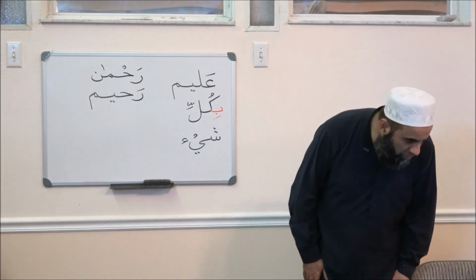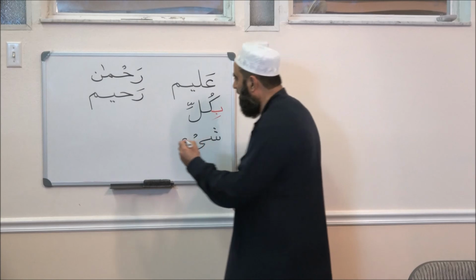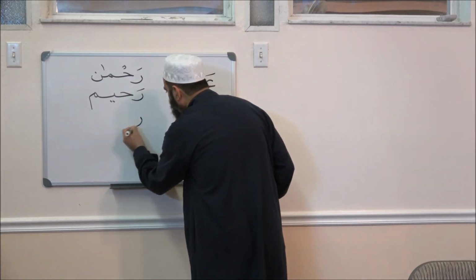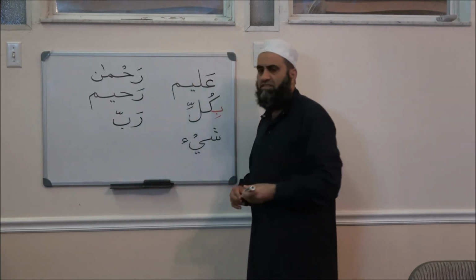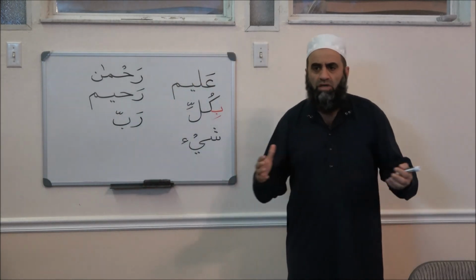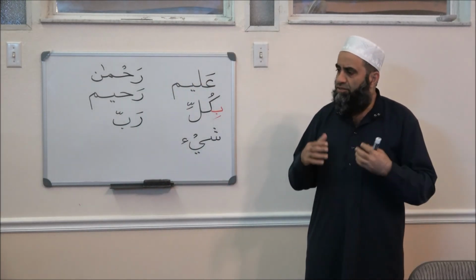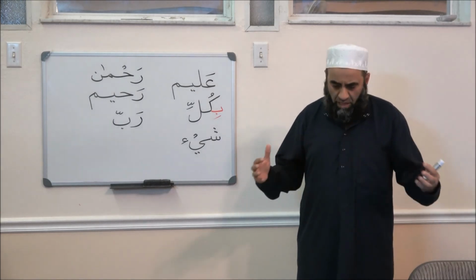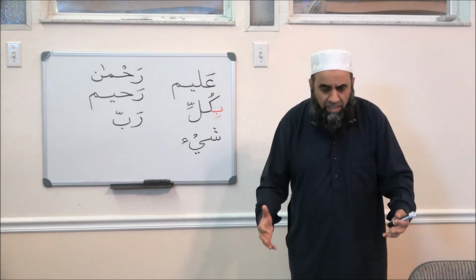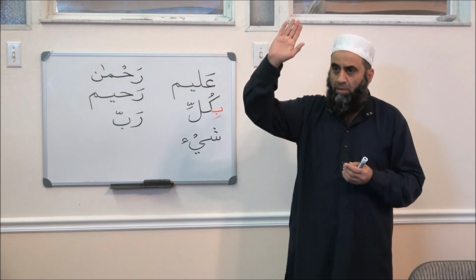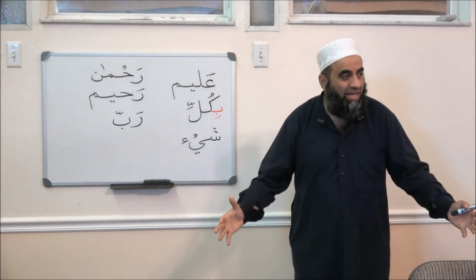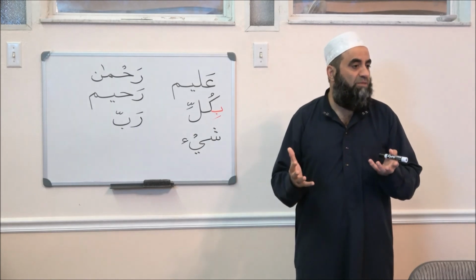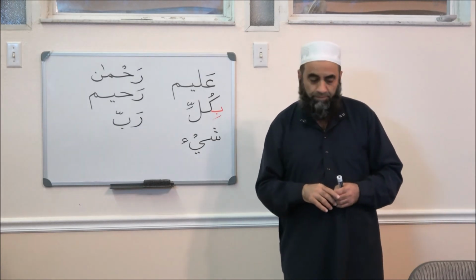We also covered the word Rabb, which means the sustainer, the controller, the cherisher. Think of it as a parent who is bringing his children up. To Allah belongs the best example and the perfect example. Allah subhanahu wa ta'ala takes care of all the aspects of the creation.